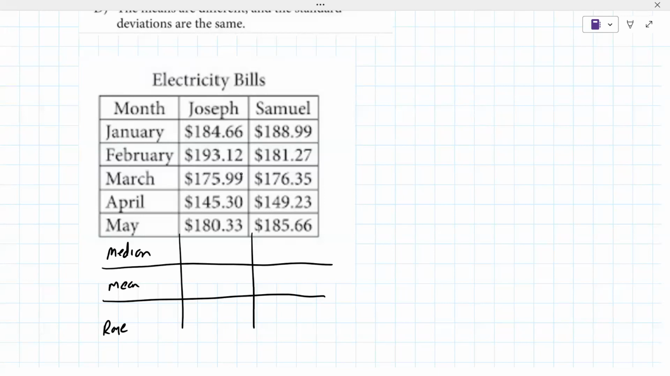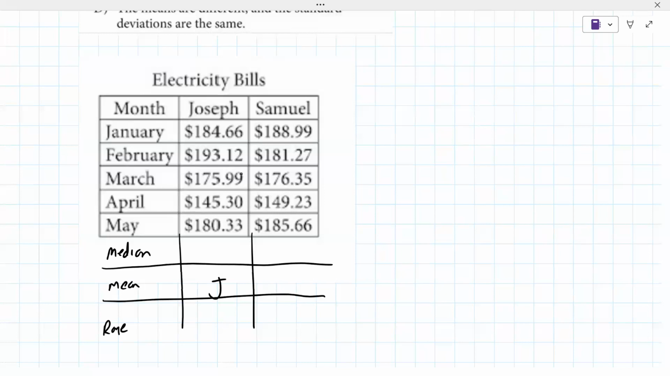Joseph's median is bigger. You said Joseph's median is bigger? Yeah. That's kind of deceptive, right? Because they're out of order. Mm-hmm. So is that really the right answer? The median is bigger for... Median is bigger.